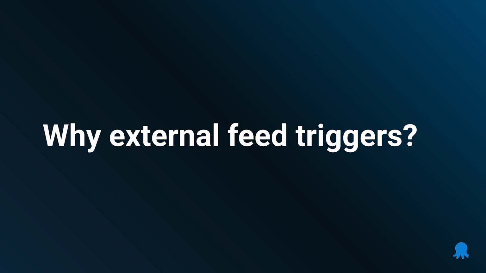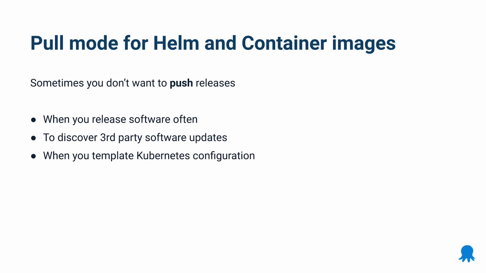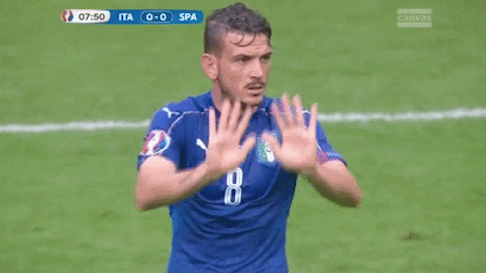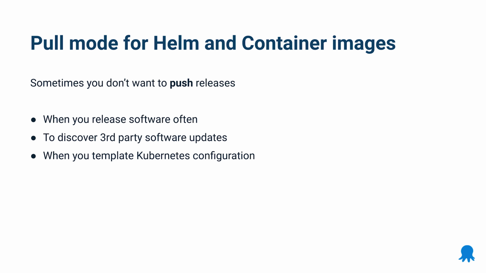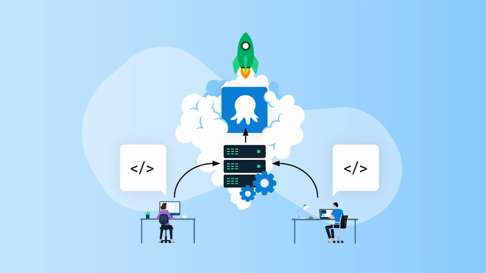Why external feed triggers? Well, nowadays in Octopus, if you want to deploy something to Kubernetes or to any other targets, in most cases, you need to push the release forward. That means you either need to go into the interface and push the release button or deploy button, or you need to configure this in some other way, let's say from your CI tool, or send an API call or something else. So basically, you initiate the release and therefore later deployment.